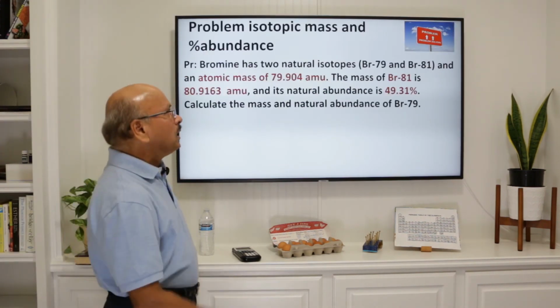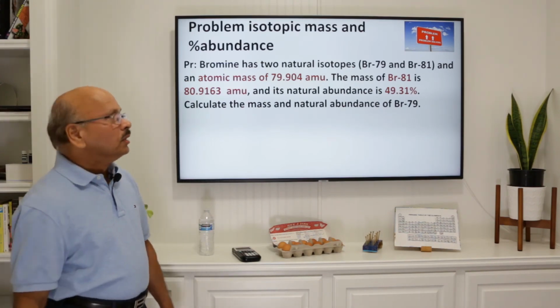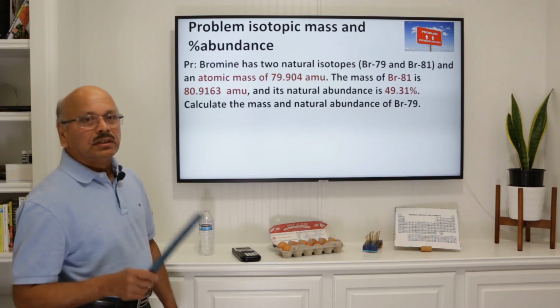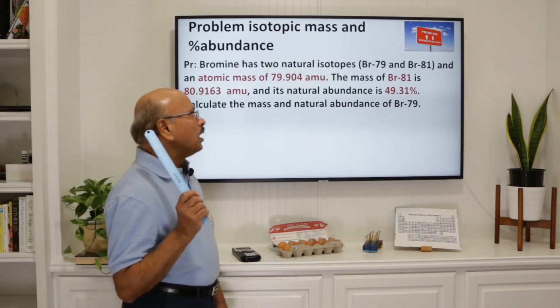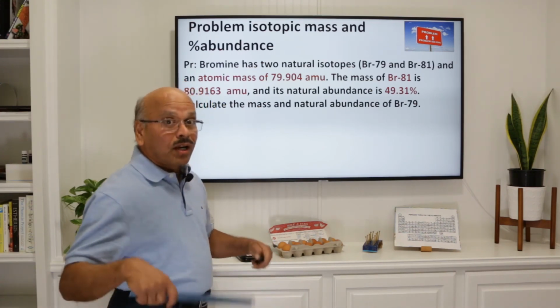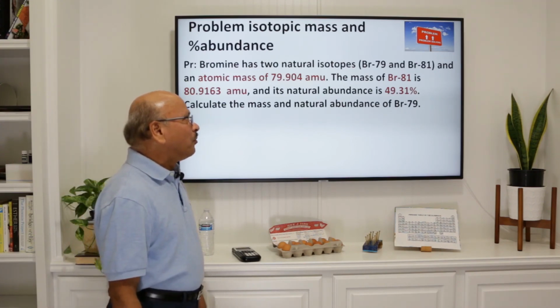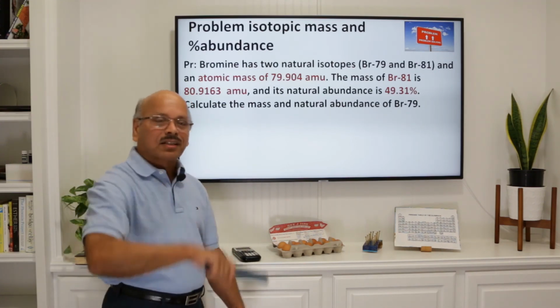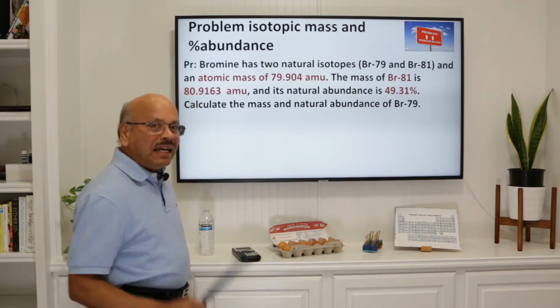So the last problem is this. We are talking about isotopes and natural abundance and the isotopic mass, which is the average isotopic mass. I'm just trying to see if you have actually gone through the last class and you are actually sure about the atomic mass idea.